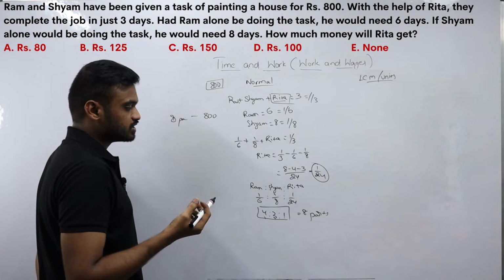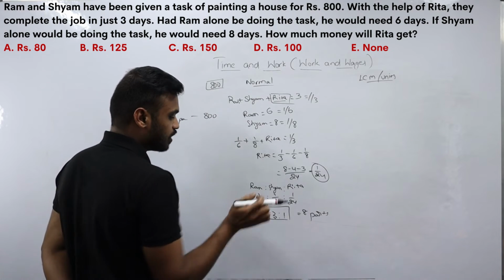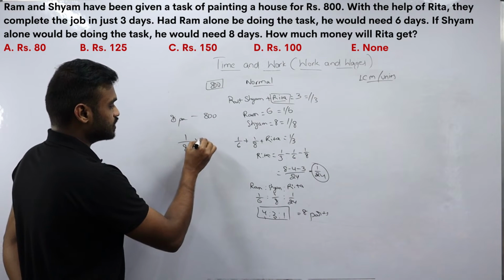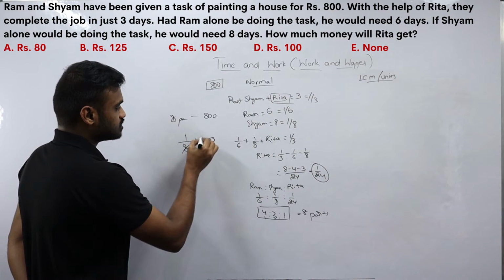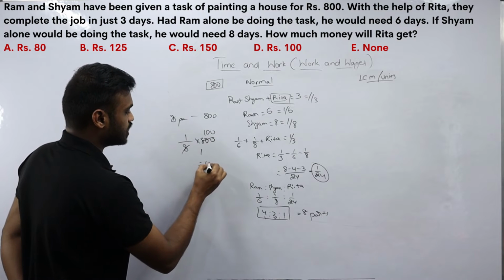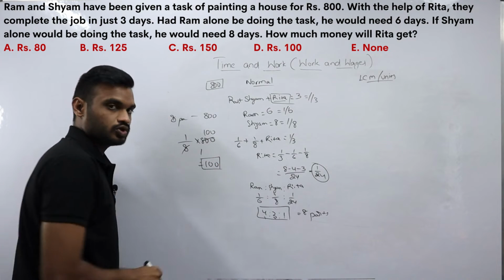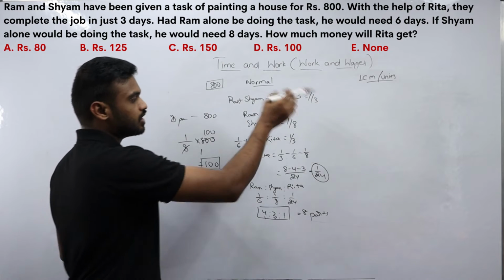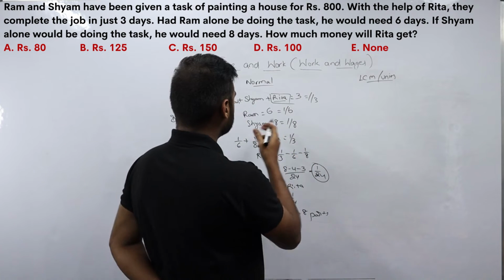But we need to know what is the share of Rita, that is only one part. Out of 8 parts we need to know only one part into 800. 8 ones, 800s, that is 100 rupees. So the share of Rita in this 800 is only 100 rupees. Now let's see how the LCM or units method works in the same scenario.